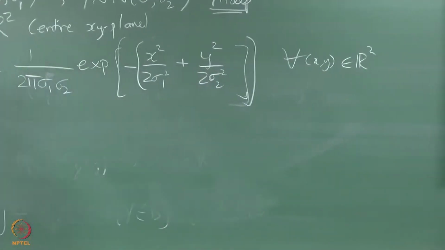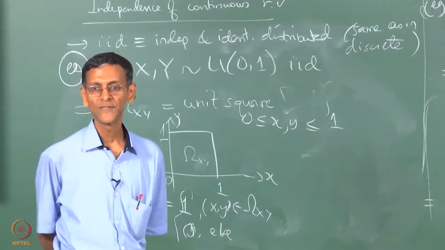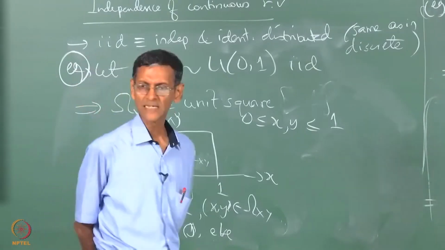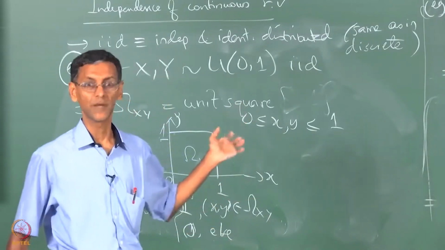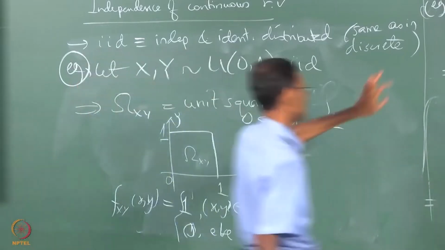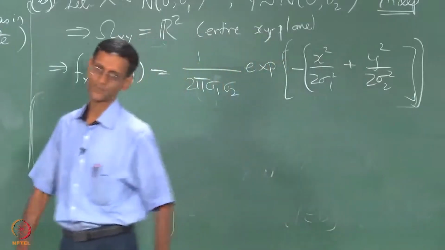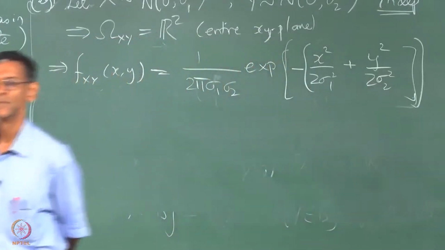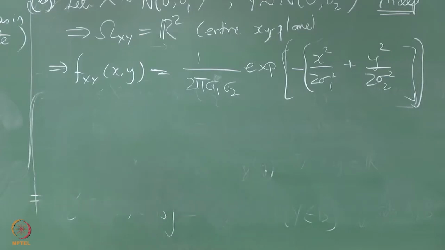So this is an example of a joint PDF which is asymptotically decaying to 0 as you move away from the origin. If you have non-zero means, it is exactly the same thing except there is a little more algebra. You will get x minus m1, y minus m2, but the principle is the same.